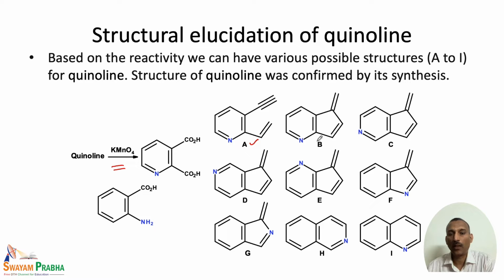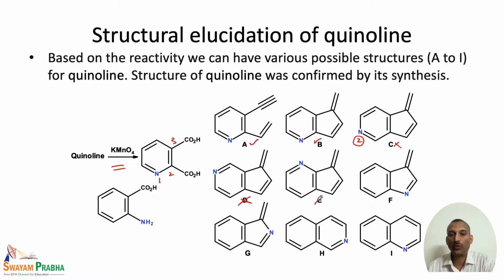This one is a little bit difficult, but still we can assume that it is possible. But in the case of C, it is not possible because the nitrogen is in the second position. So this may give a pyridine dicarboxylic acid, but if this is number 1, this is number 2, this is number 3, then 2,3 dicarboxylic acid is not possible in this particular case. So this is not the structure. And in the case of D also, we can rule out that the 2,3 dicarboxylic acid is possible. So this is not the structure.